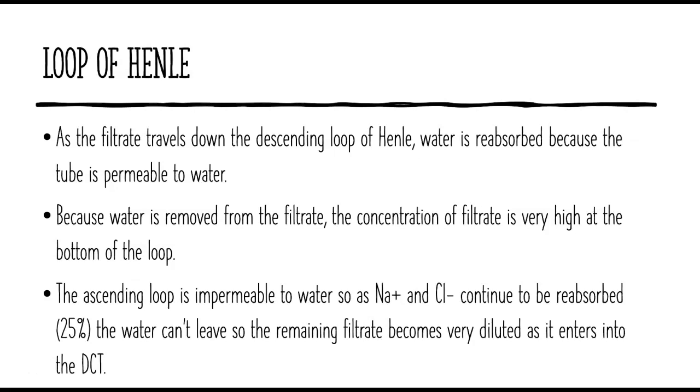So water is going to leave, and it's going to do this through basic osmosis, right? It's going to go from a high concentration of water in the tube to a low concentration in the interstitial fluid. So because water is removed, the filtrate in this part of the loop is going to become very, very concentrated. Now the ascending loop is impermeable to water.